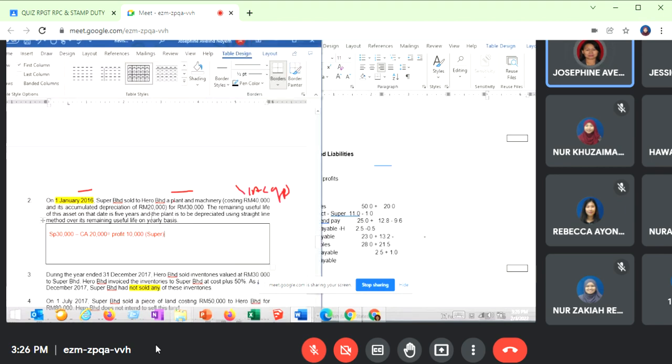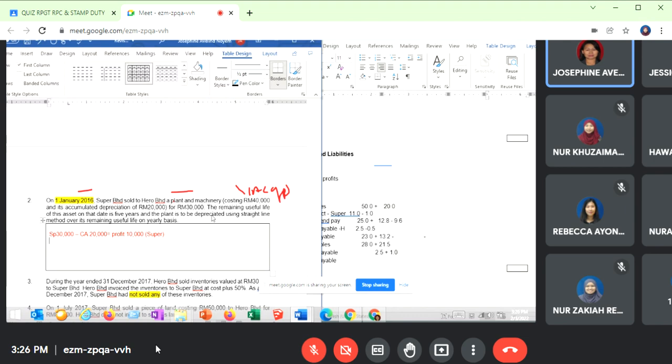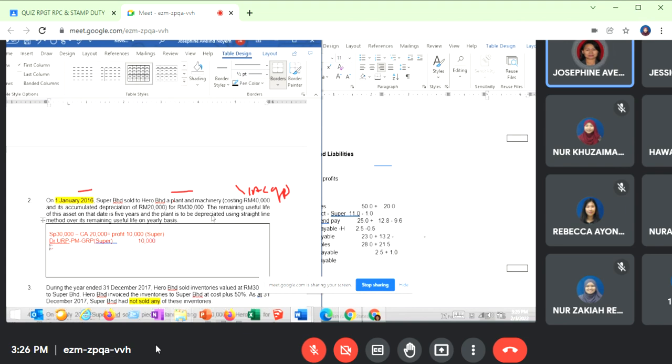But now, since the asset is still with the buyer, we have to debit the unrealized profit on the plant machine. This will go to the group retained profit, and it is the profit of S. We're going to cancel it out, take it out, debit it, and then we will credit the plant machine. This will go to the consolidated statement of financial position.